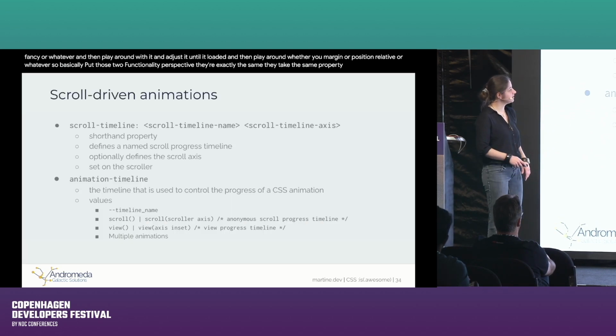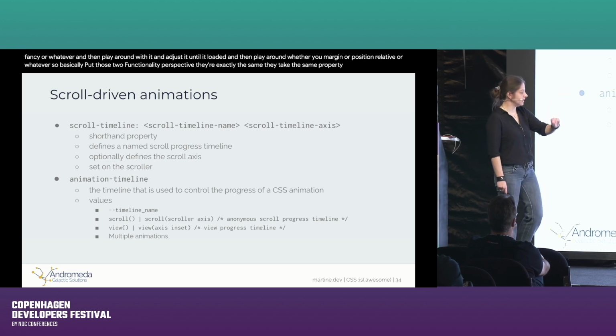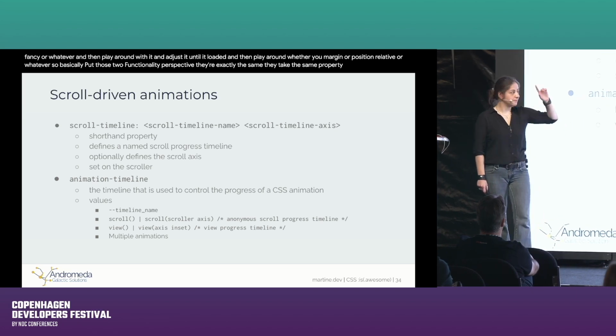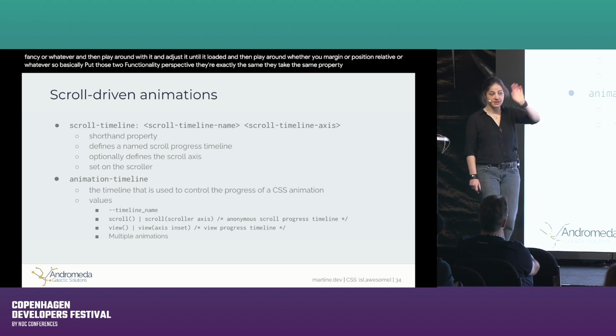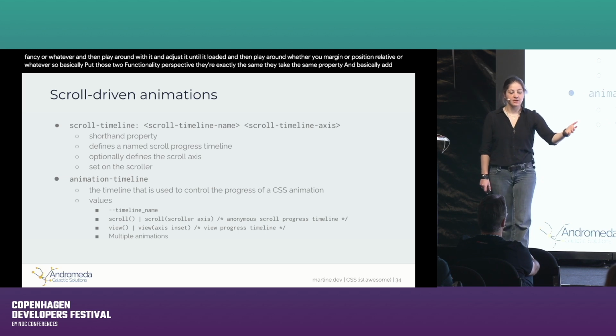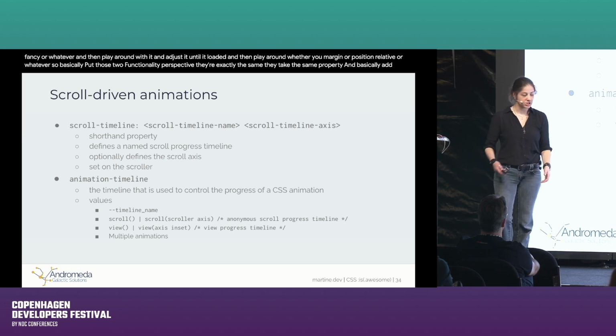All right, so scroll timeline. Scroll timeline is really cool. And I have links to the slides once we're done. But basically what it allows us to do is look at how far something has scrolled and animate things accordingly. So based on how far down the page you've scrolled, and what that scroll completion is, we can go ahead and make some CSS changes.